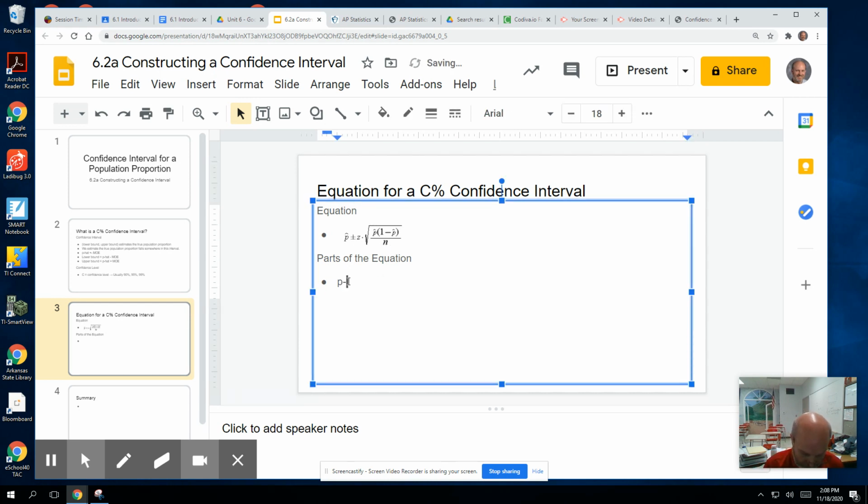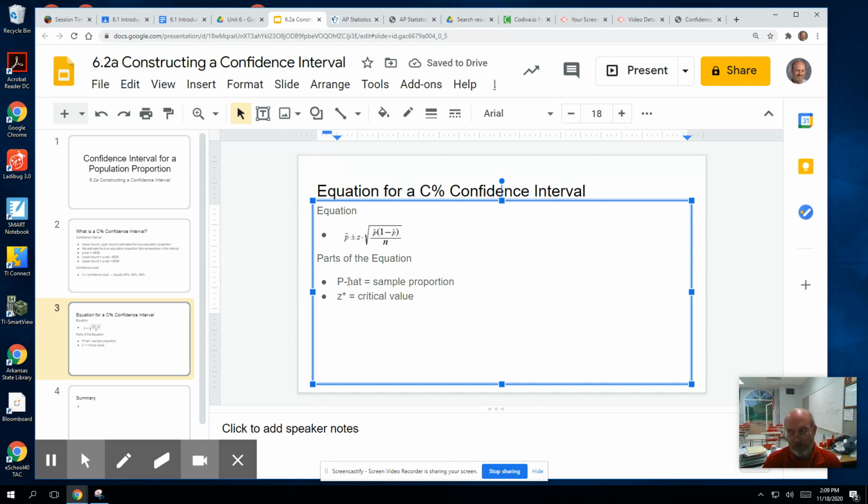So what are those parts of that equation? The p hat is your sample proportion. Whatever your sample was, whatever your proportion of successes was, that's what's going to go for the p hat. And remember, we're using this equation to create an interval that estimates the value of the true population proportion. So we don't know the true population proportion. The z, or what I'm going to usually call z star, is going to equal what we call a critical value.